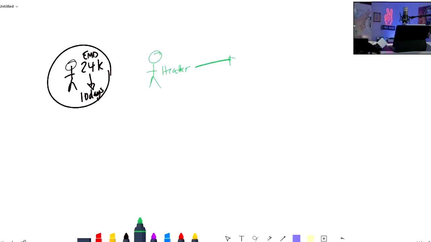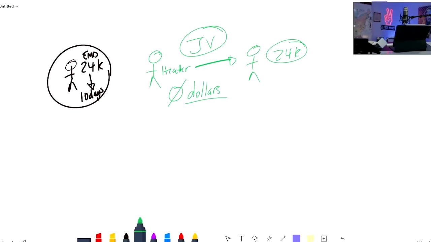Heather comes to me and she says, hey, Pace, do you want a JV on this deal? So Heather has $0 in the deal. And I go, yeah, I'd love to do a deal with you. That's amazing. I have $24,000. So we wire the money where? Do we ever wire the money to the person? Never wire money to a human being. Always wire money to a title company or a closing attorney.